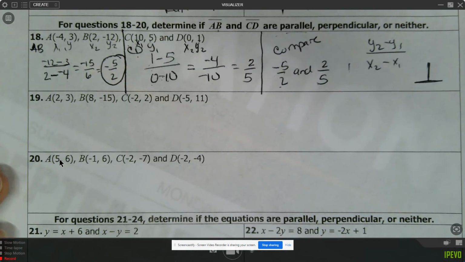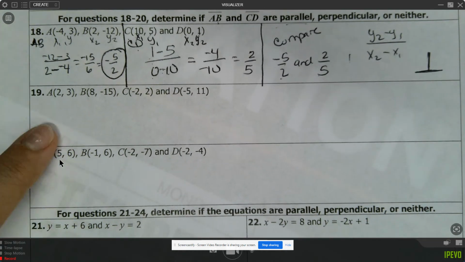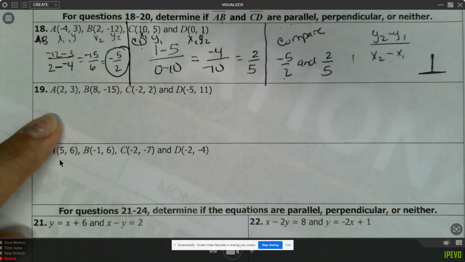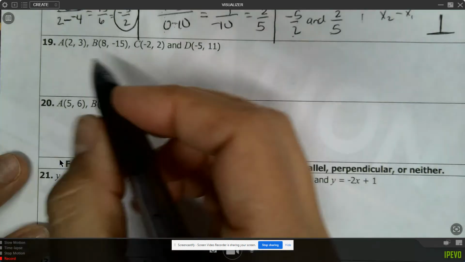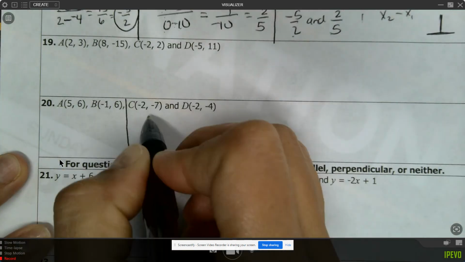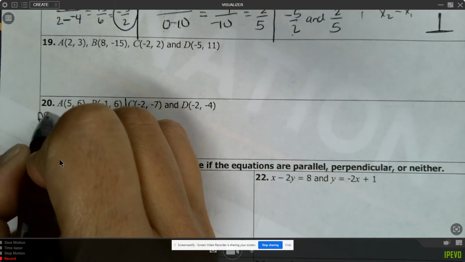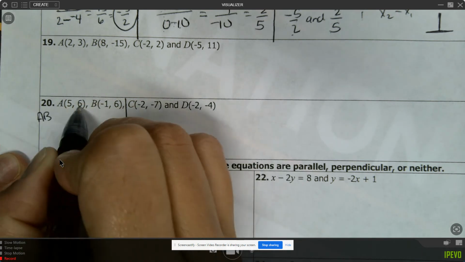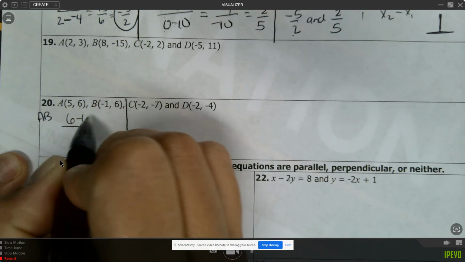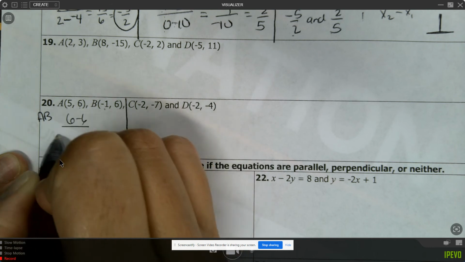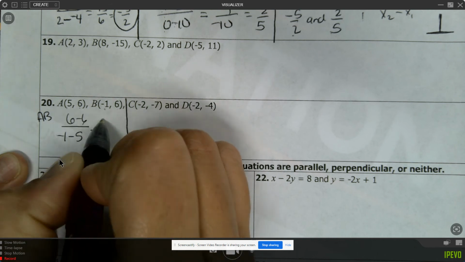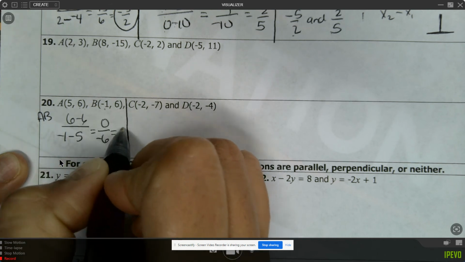All right, I'm going to let you try number 19 by yourself and bring it to me. Number 20, I'll go ahead and start that one. Again, we're going to do AB and then CD. So AB will be y2 minus y1, that's 6 minus 6, over x2 minus x1, that's negative 1 minus 5. And that is 0 over negative 6, which equals 0.